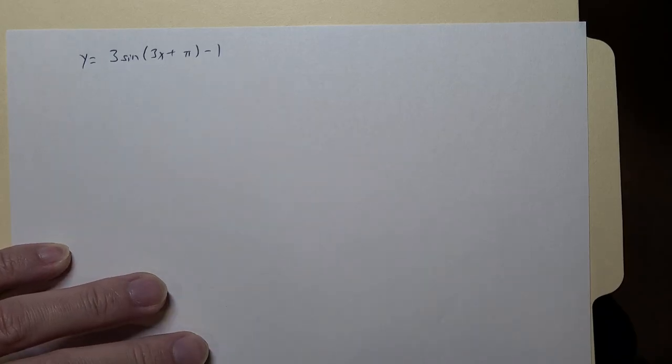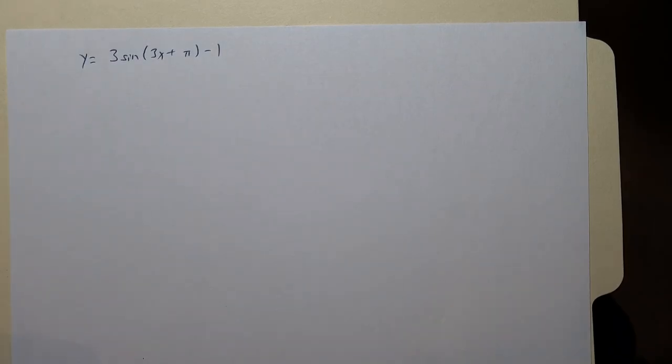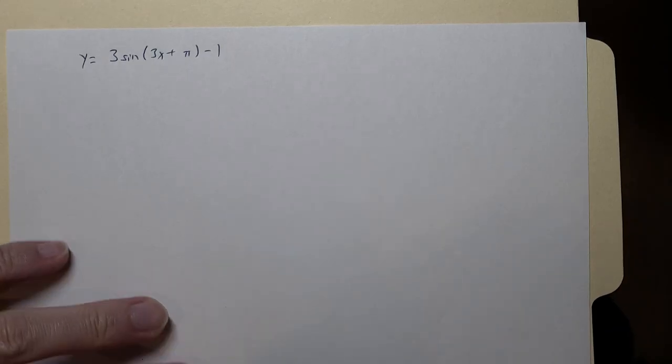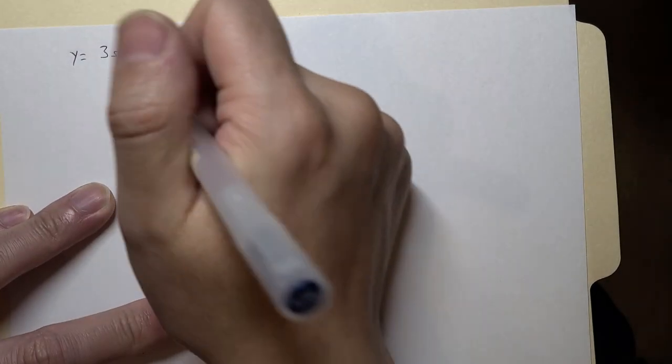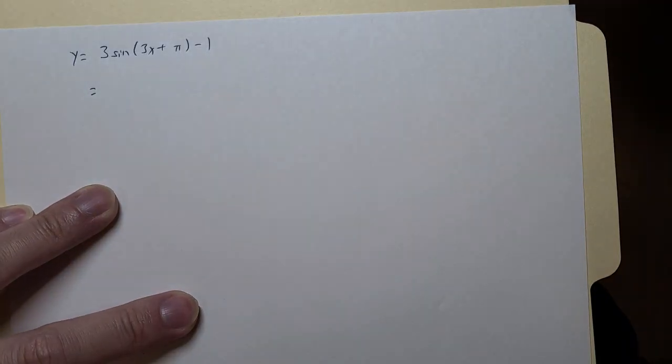Let's follow this thought process. We're going to get the parameters, amplitude, period, those things. We're going to get the starting points. We're going to apply the quarter cycle and the max and min. And then we'll graph it. So let's first rewrite this in more of a standard form.